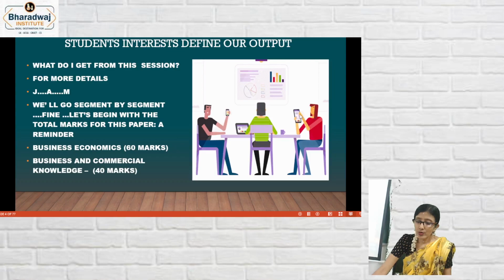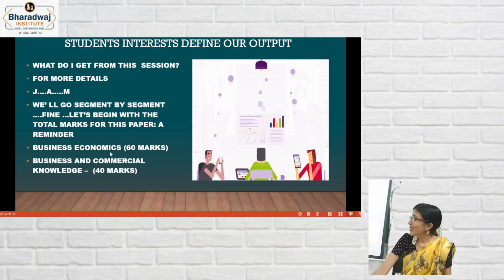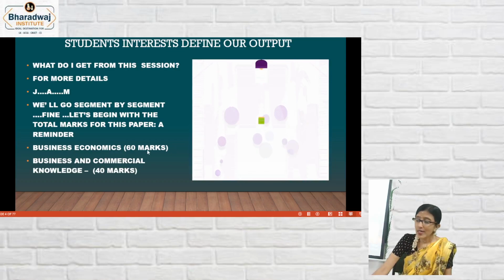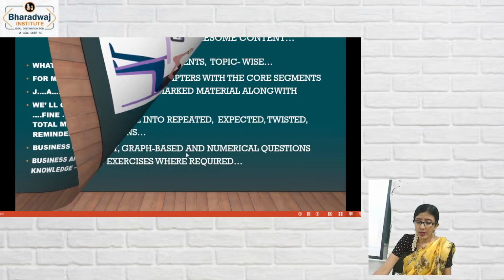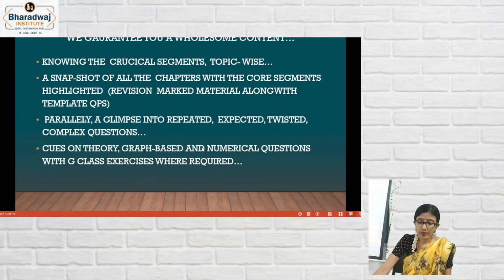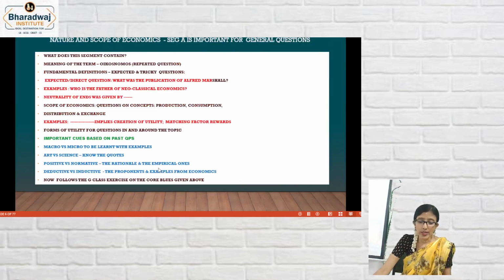Look at this through mobile; you have to read from mobile. How do you like this image? It's nice. So what is Business Economics? 60 marks, and BCK 40 marks. That is also given, as a reminder for the classification of the marks. The list of topics, I think I read to you in the previous session itself.